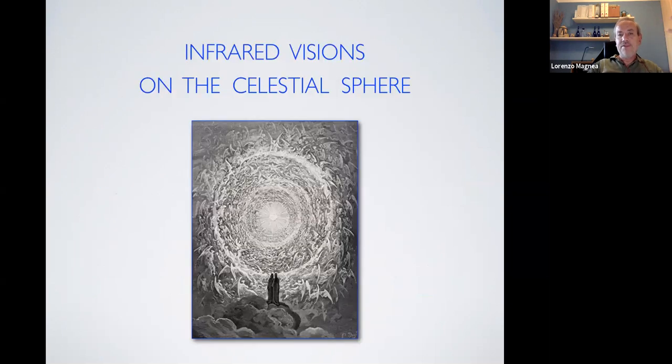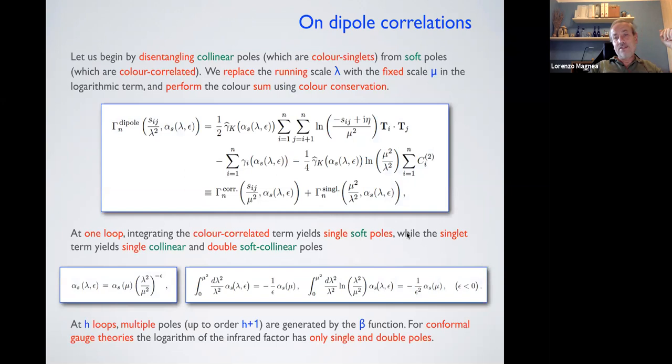So what happens to this when we go celestial? So this is a picture of Dante and Virgil in a classic illustration of the Divina Commedia, when they are actually looking at the celestial sphere, so you can see what it looks like. So let me first do a completely trivial manipulation. So I have this dipole expression, and I'm going to have to integrate over the scale. So that's why I call it lambda here, because it's the integration value.